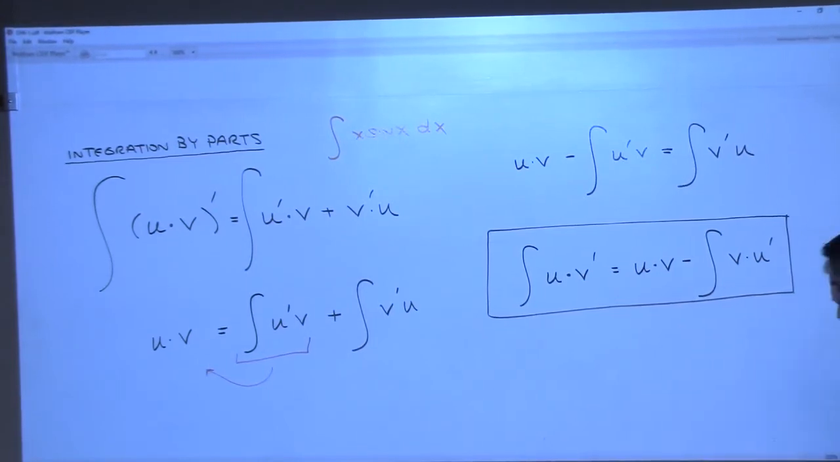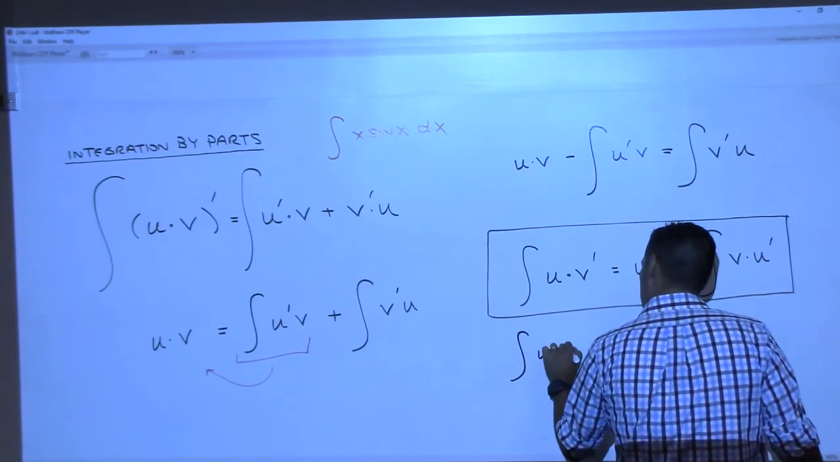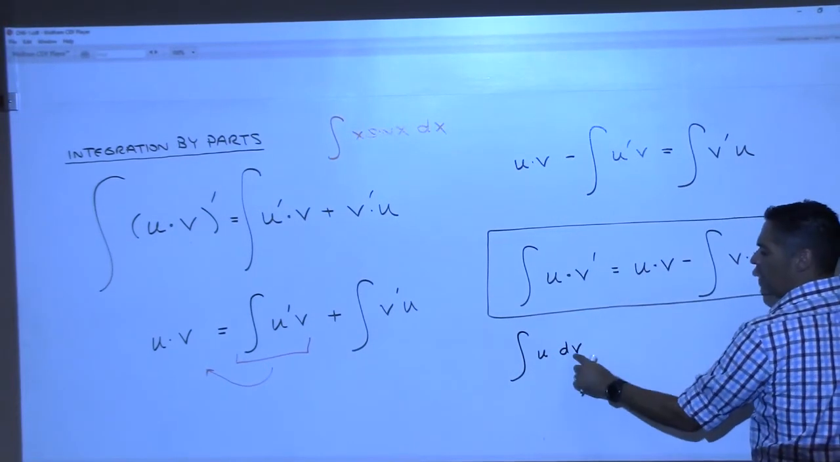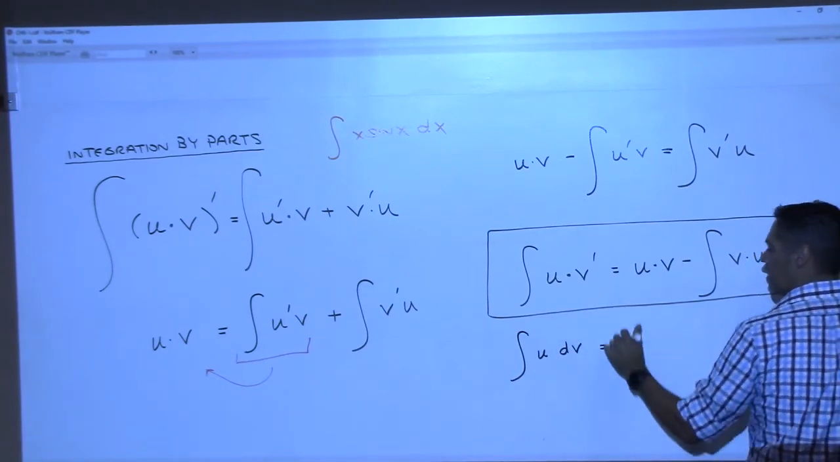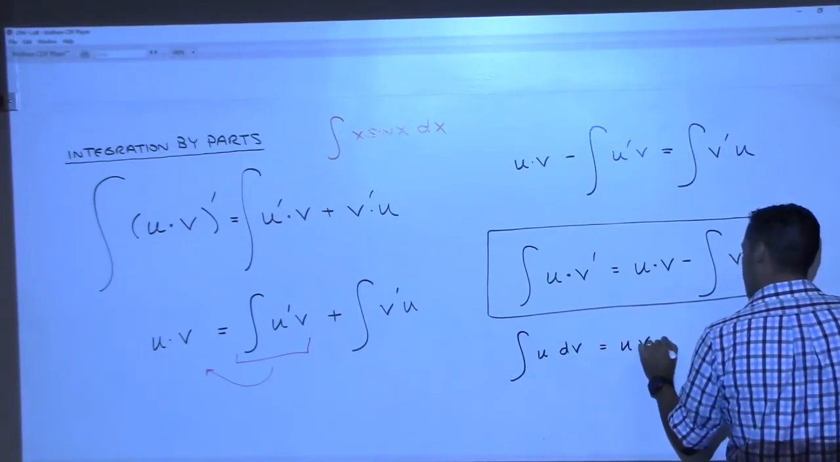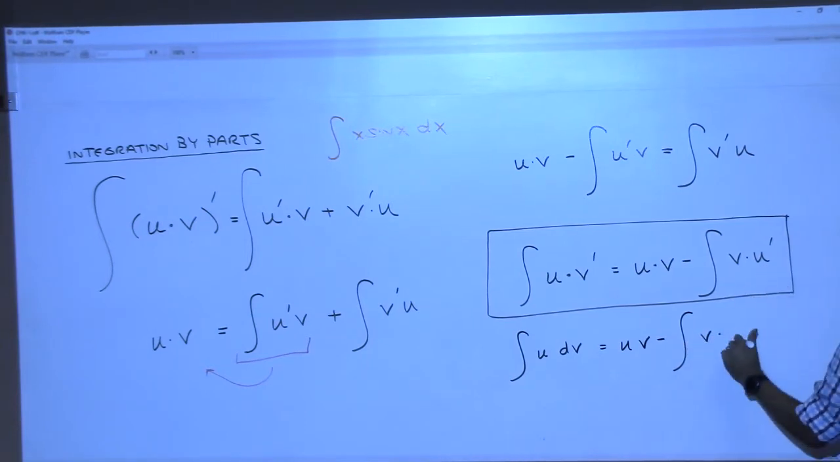Let's use this formula. I'm going to rewrite it one more time in a way that instead of writing v prime, I'll write dv. Is that all right? This means like the derivative of v, dv. u v minus integral v, and instead of writing u prime, I'll write du. So that's the same formula.